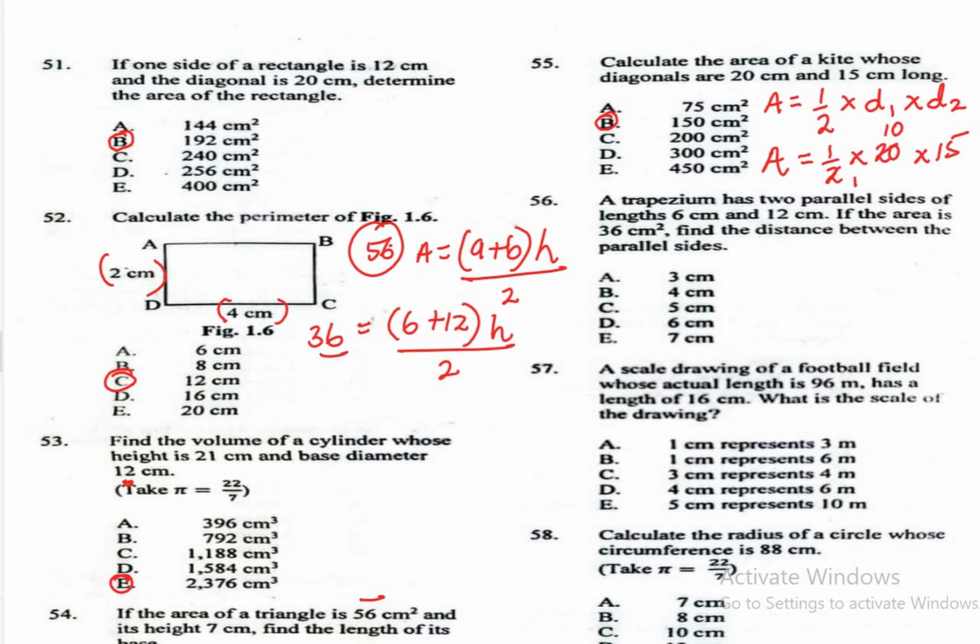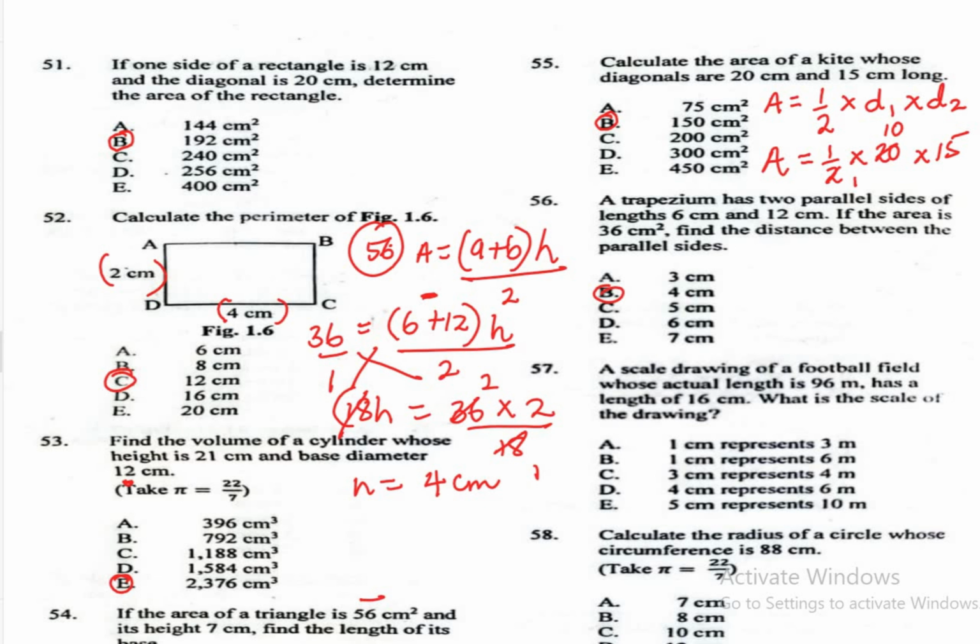So let this be over 1, cross multiply. 6 plus 12, this is 18h equal to 36 times 2. To get h, divide both sides by 18. So 18 cancels 18. If you divide both sides by 18, h is equal to 36 over 18. 18 into 36 is 2. 2 times 2 is 4 centimeters. So the right option is B.